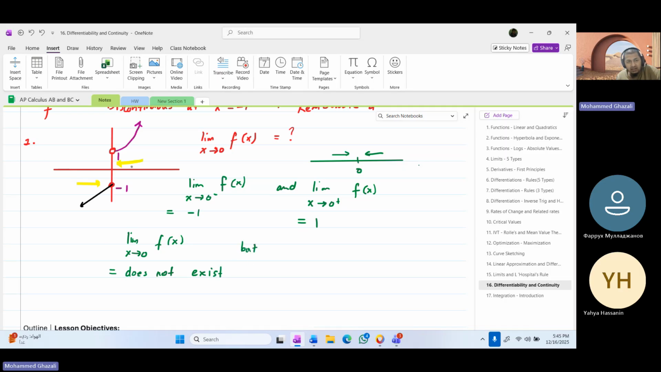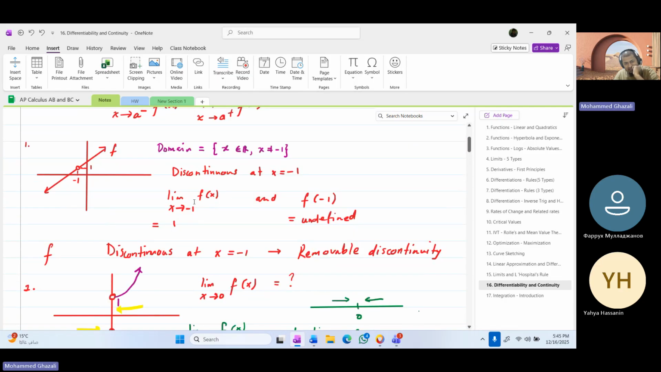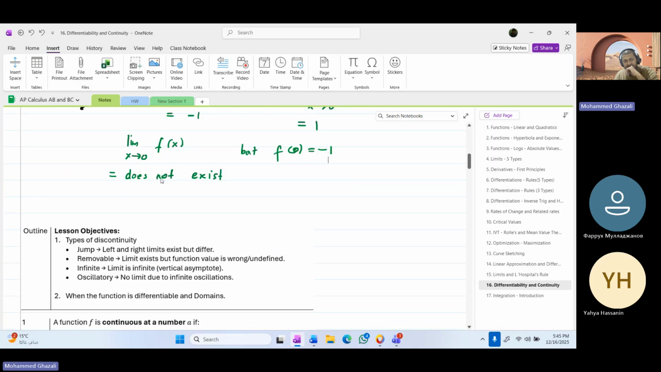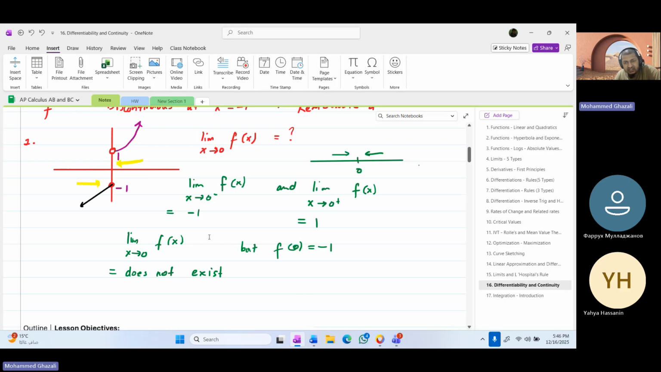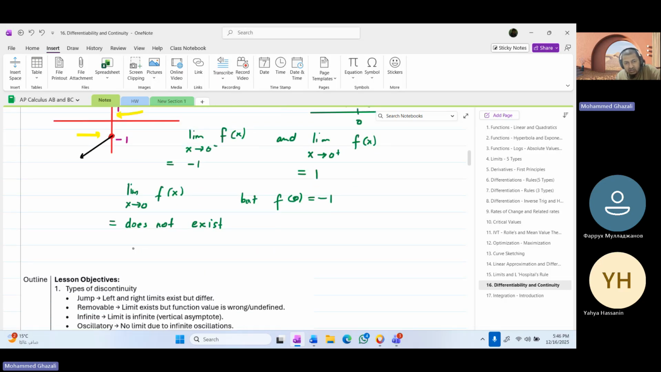But sometimes f of 0 does exist, and that value is -1. This is defined. F of 0 works, but the limit does not exist. See the previous one? The limit existed, but that was undefined. Over here, this is undefined, does not exist, but this works. So in both cases, we can see that the limit does not exist.